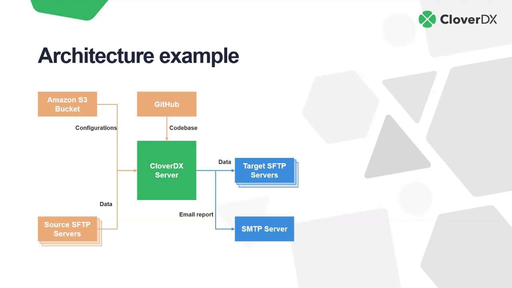We're going to have a source system, in this case, an Amazon S3 bucket, where we have configuration for each of the clients, right? And that's really going to drive all of the uniqueness behind each one of the clients. Then we're going to actually have the data that comes in via SFTP server. And we're going to also have a code base where we store all of the logic that we create within Clover DX. And then as far as targets go, we also have a target SFTP server and an email server where we send off reports and alerts.